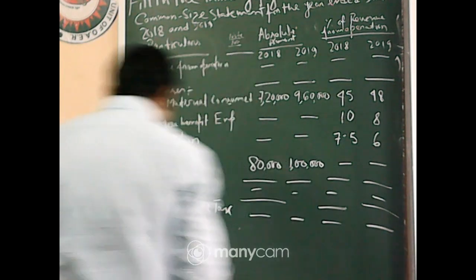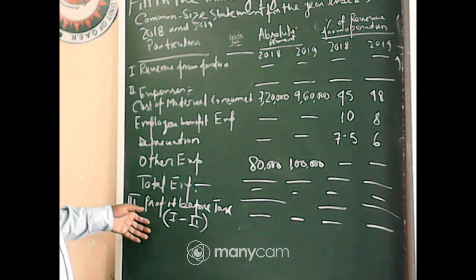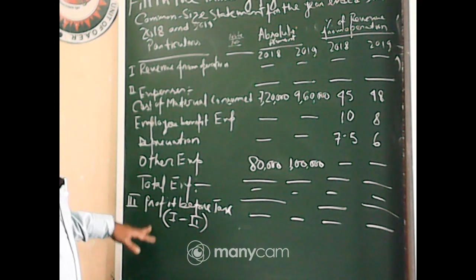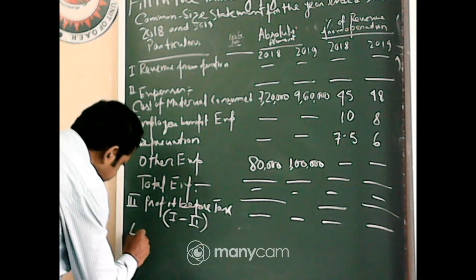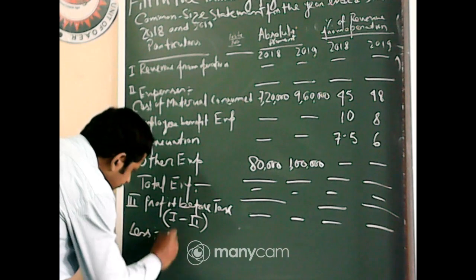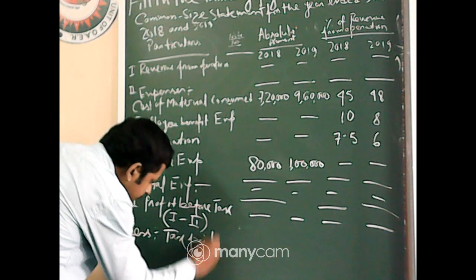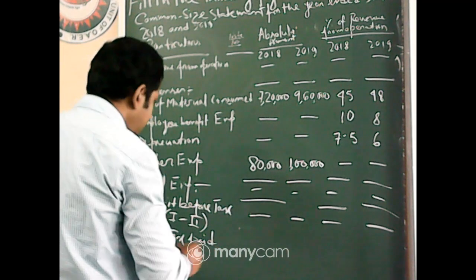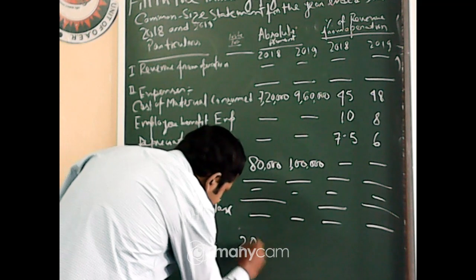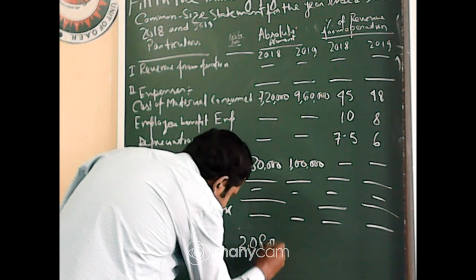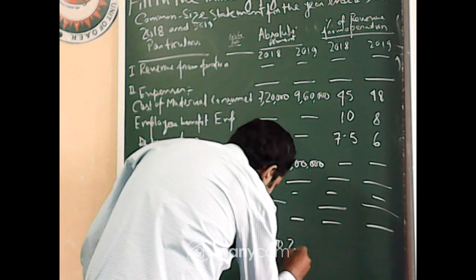After you calculate profit before tax, on that profit you have to pay tax to the government. So what is the tax amount? Less: tax paid. And what is the amount? The absolute figures given are 2,08,000 and 2,97,000.